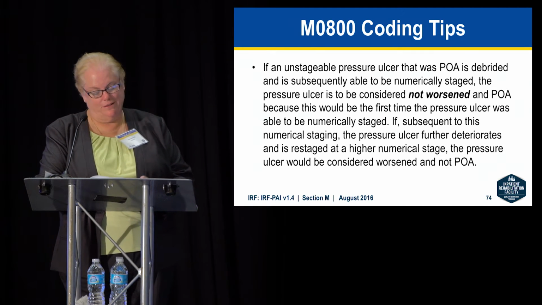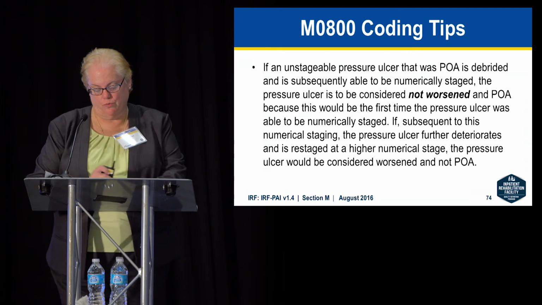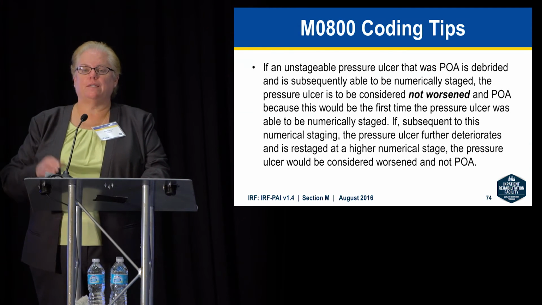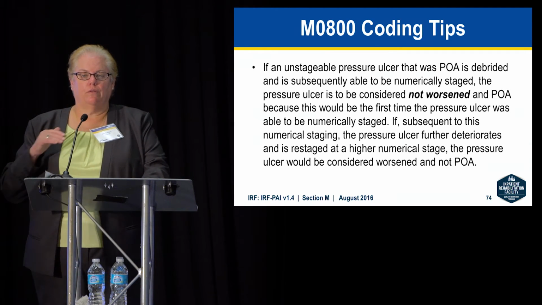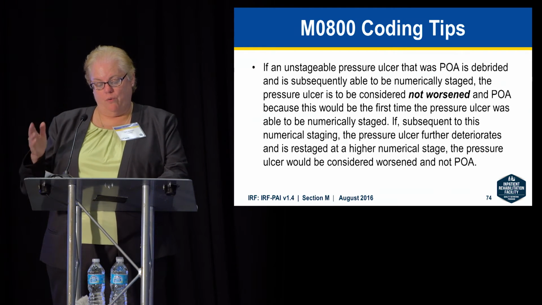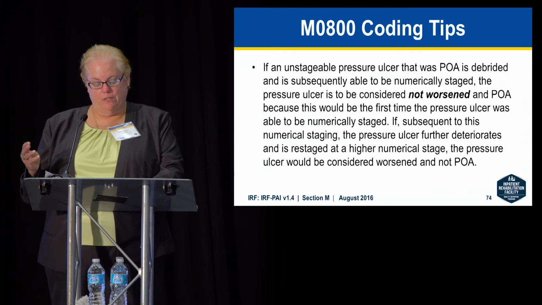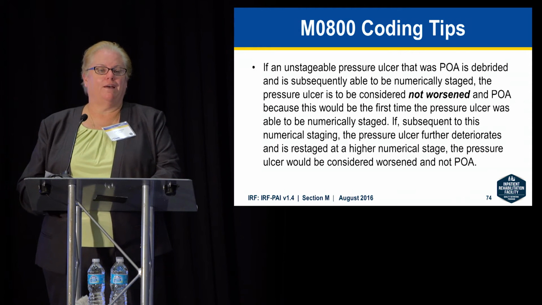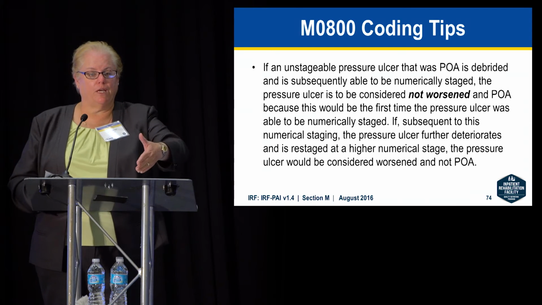So there are all these what-ifs. If an unstageable pressure ulcer that was present upon admission is debrided and is subsequently able to be numerically staged, the pressure ulcer is to be considered not worsened and present upon admission, because this would be the first time the pressure ulcer was able to be numerically staged. So that's the person who comes in with slough or eschar covering a wound, you can't stage it, and now we stage it. The first time that we can stage it, we do, and we also count it as present upon admission because it was there when they came in your doors.